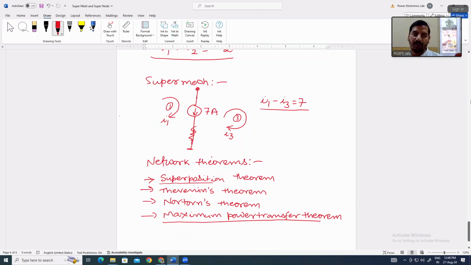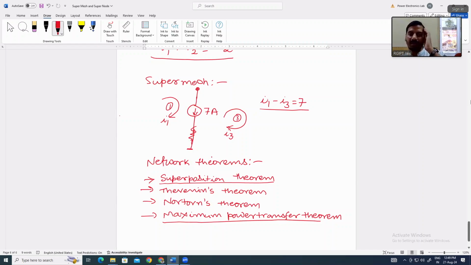Superposition theorem is another theorem where suppose there are many sources in the circuit, say 5 or 6 sources, and that circuit will be complex, right? So in superposition theorem, you have to consider each source at a time and you have to eliminate the other sources. And how we will eliminate them, I will tell you while discussing this theorem.